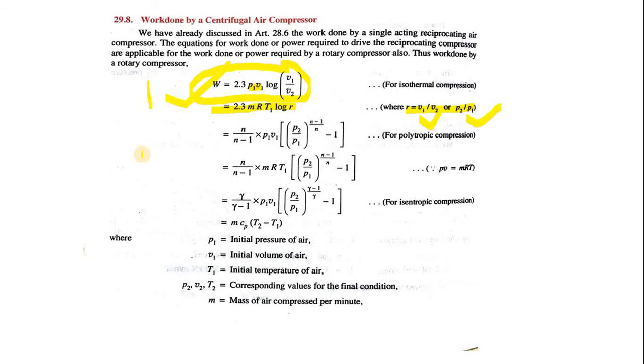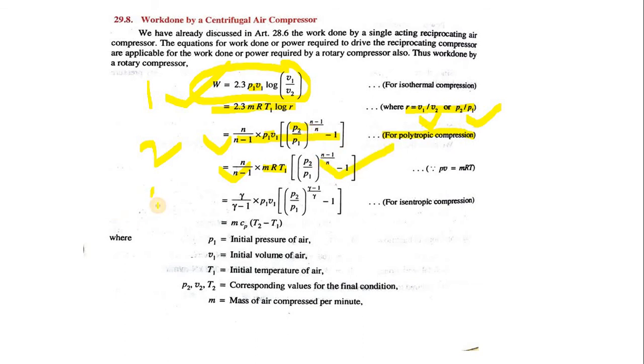The second term is work done for polytropic compression. The formula is again the same as that of the single stage reciprocating air compressor. With polytropic index n, W = n/(n-1) P1 V1 [(P2/P1)^((n-1)/n) - 1]. Further, P1 V1 is replaced by mRT1, so W = n/(n-1) mRT1 [(P2/P1)^((n-1)/n) - 1]. This is all about polytropic compression.